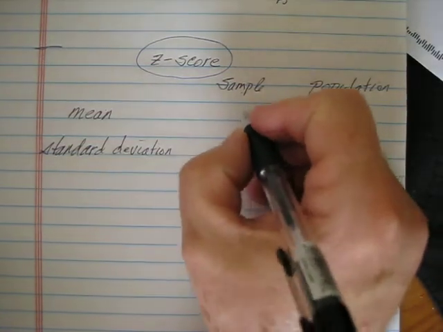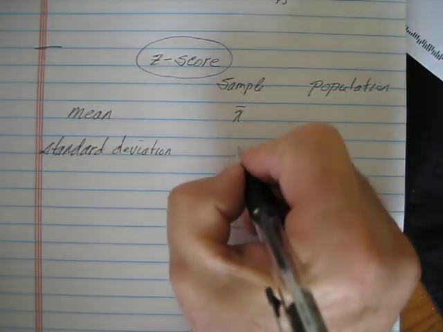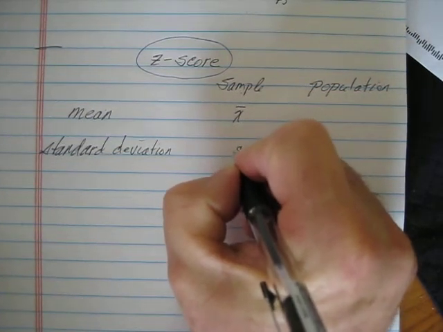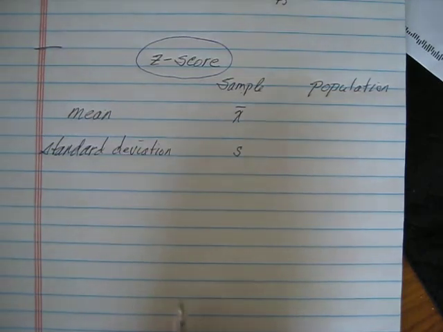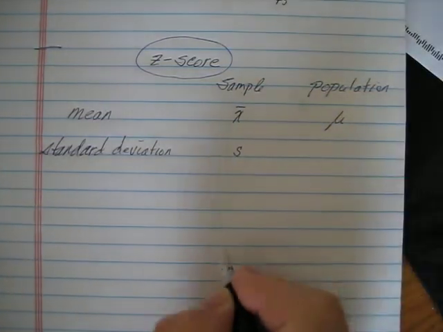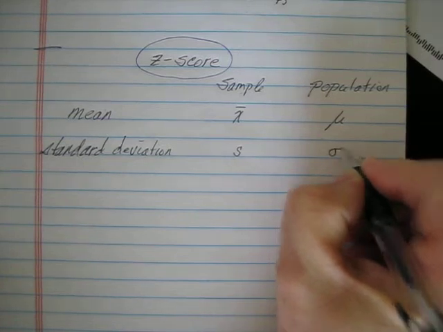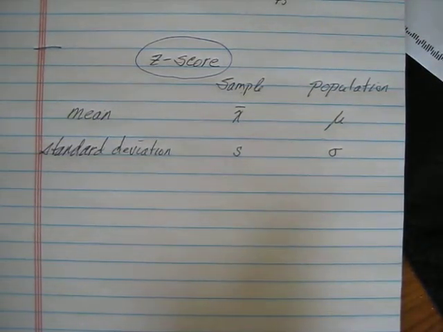In the case that we're talking about a sample, then we use the symbol x-bar to represent the mean. We use the symbol small letter s to represent the standard deviation. If we're talking about a population, we use the Greek letter mu to represent the mean of the population. We use the Greek letter, lowercase sigma, to represent the standard deviation. Now what the Z-score does is tell you how many standard deviations a score is away from the mean.